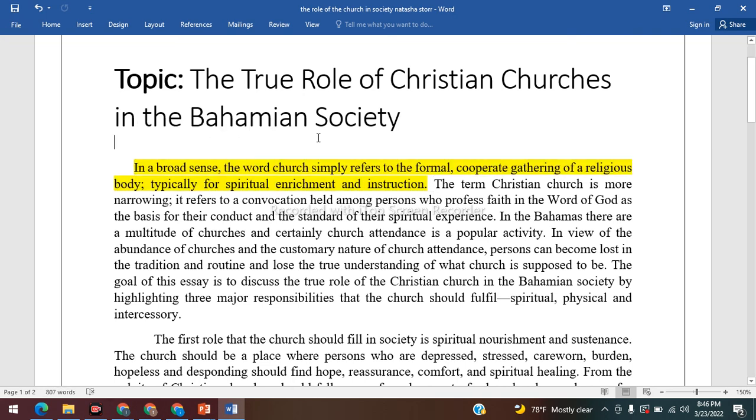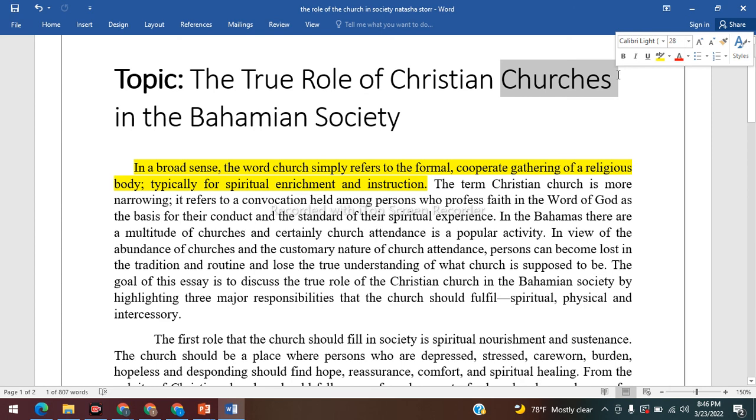Now, this right here is a good start. Some of my peers might say, where's the hook? Well, I start off by using a definition as my hook. And I start off by specifically telling them that, remember, the question is the role of the Christian churches in the Bahamian society. So the question is immediately, okay, what is a church?